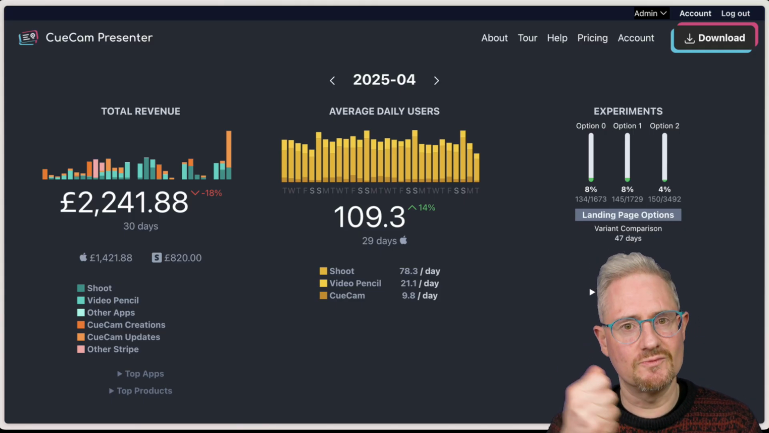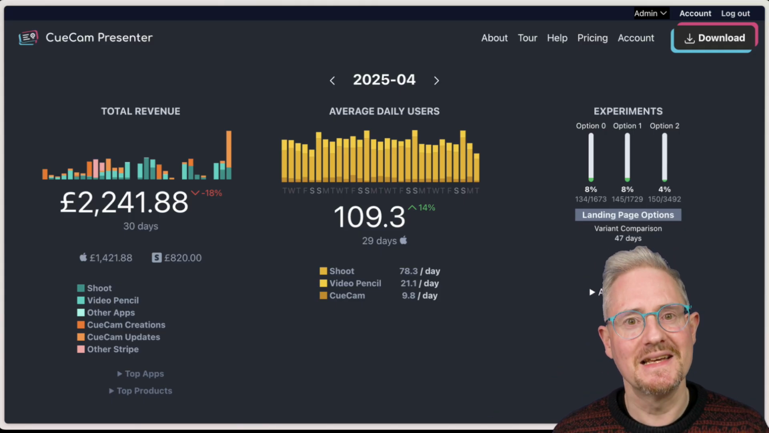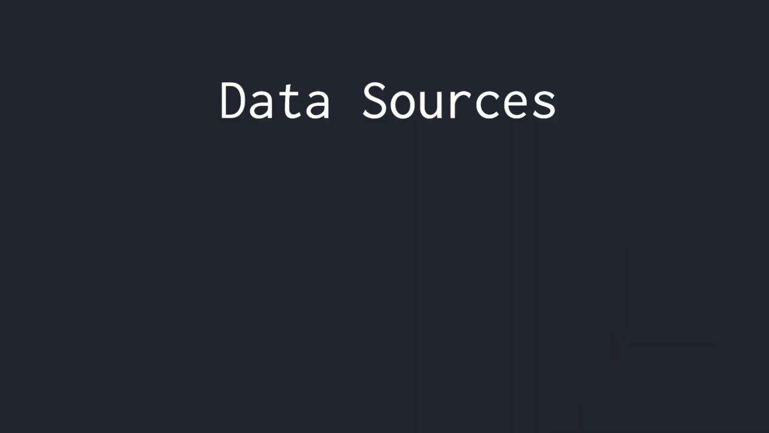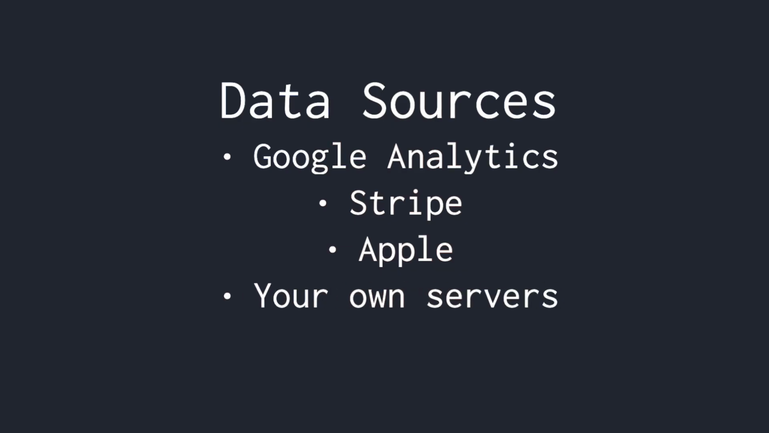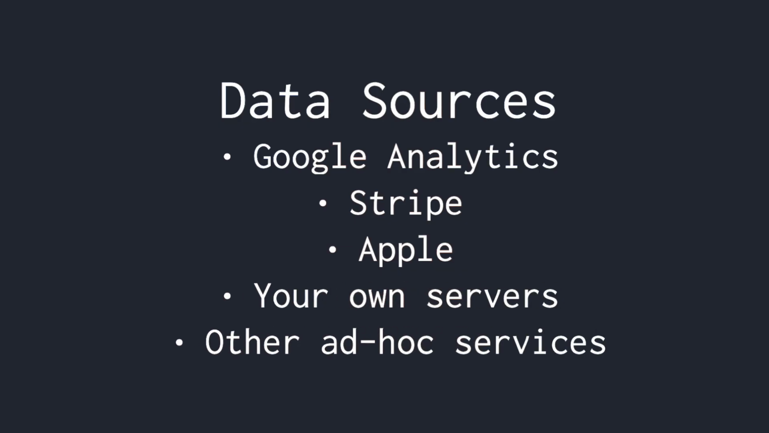The whole point is the dashboard is reaching out to a million different places to populate its data. So what are those data sources? We're going to be coming from Google Analytics, we're going to come from Stripe, and we're going to come from Apple. It's a tricky one, getting the usage data and also the transactions, all the sales and all that kind of stuff. We're going to connect to your own servers, like I have some different servers that I connect to, and then other ad hoc services. If you want to cross-reference with the weather, that's a useful thing to be able to do.